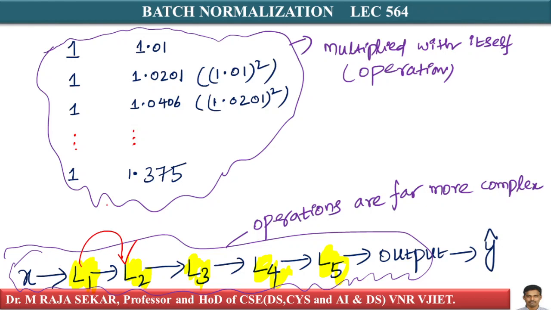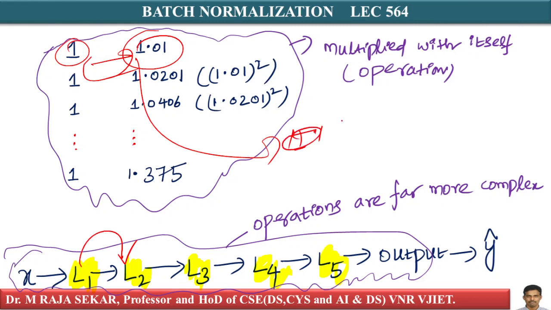So the change here is very small. What is the difference between 1 and 1.01? The change is only 1%. But you repeated this operation 5 times, and the change is 37%. Just see here, you are getting 1.375. So a small change in the input can lead to a large change deep in the network, isn't it?